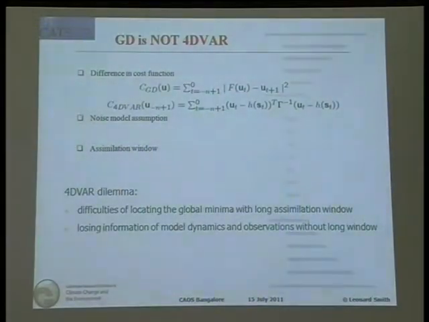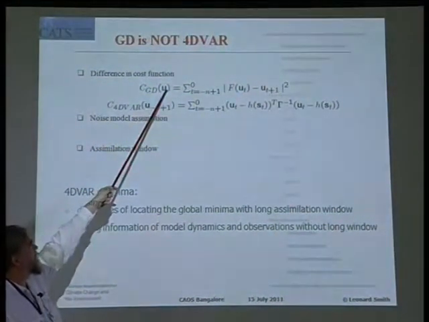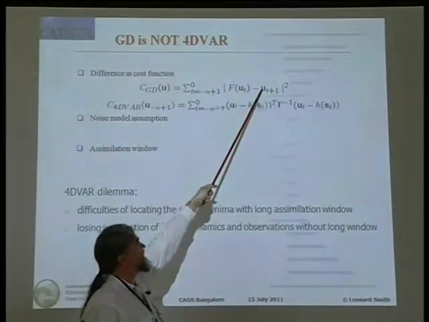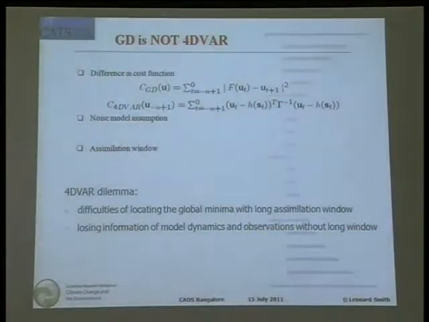So, depending on the audience, it's either obvious that this is nothing like 4D-Var, or half of you think that it's exactly 4D-Var, or weakly constrained 4D-Var. Right? It's not 4D-Var. There are several differences. The main difference is that it's actually using a cost function that doesn't involve the observations at all. The observations are only used to initialize it. It relies on the dynamics of the model, not the statistics of the observations. And that's since it's a geometrical method.